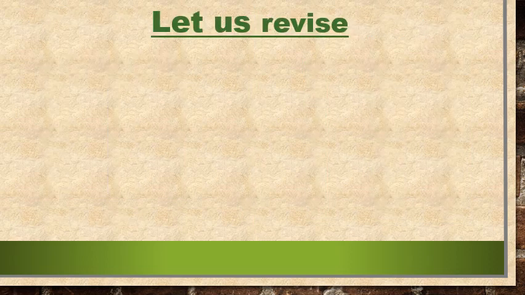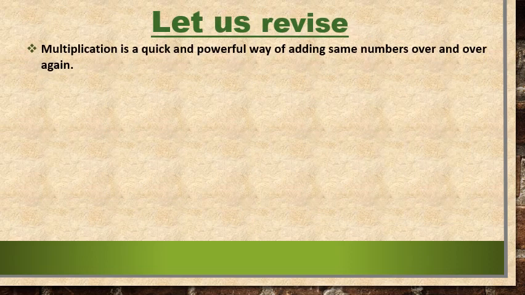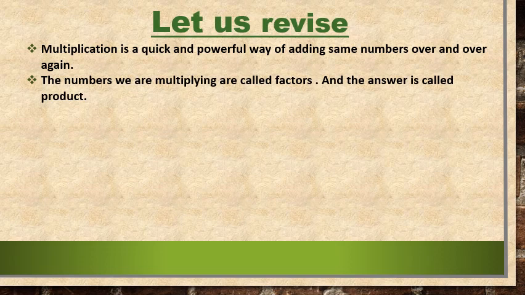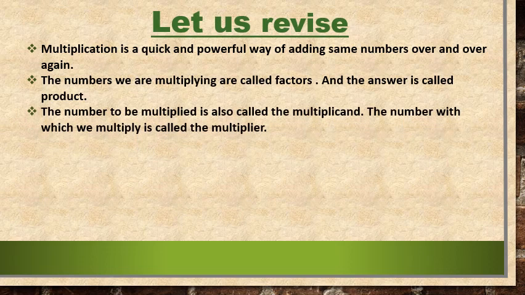Let us revise. Multiplication is a quick and powerful way of adding same numbers over and over again. The numbers we are multiplying are called factors and the answer is called product. The number to be multiplied is also called the multiplicand, and the number with which we multiply is called the multiplier.